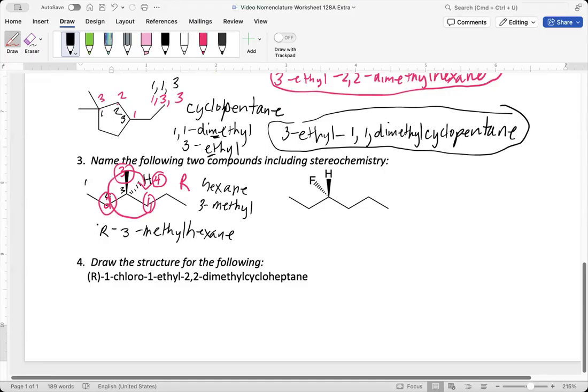Okay. Sometimes they'll put the R in parentheses. It's up to you. You don't have to. Usually that's when we have more than one chiral center. But this is R-3-methylhexane. Okay, on this next one here, we also have a stereocenter. Same parent is 6 carbons. So we're going to write hexane.